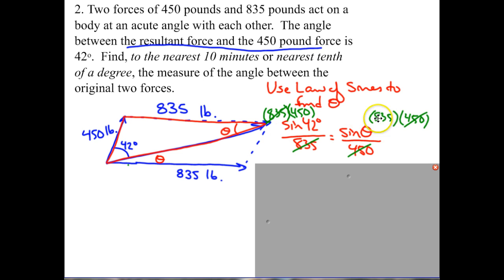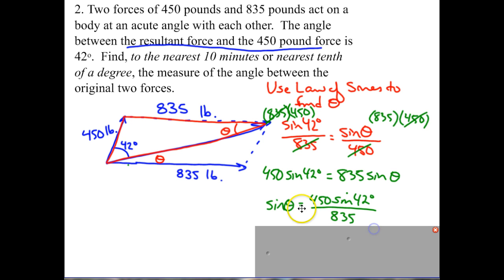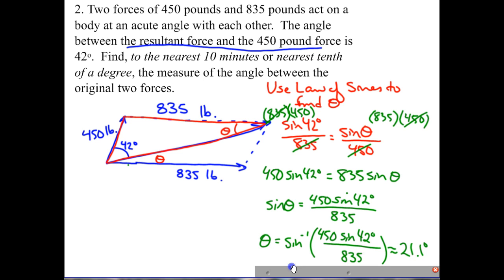Okay, we'll multiply both sides by the LCD, divide out. Need to divide both sides by 835. I need to do the inverse sine to solve for theta. And when I do, I get 21.1 degrees. That seems like a reasonable answer because it's across from the 450, which is less than the 835. Again, I'm always checking for reasonableness. We'll catch silly mistakes that way.